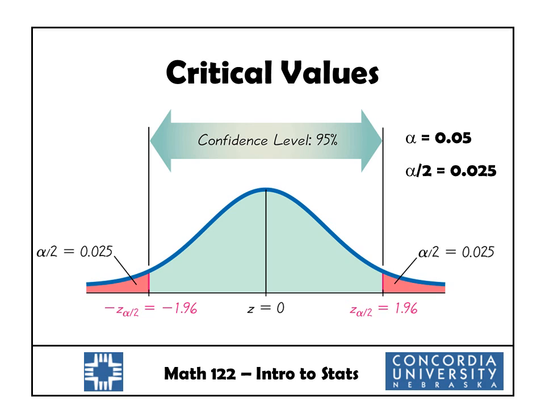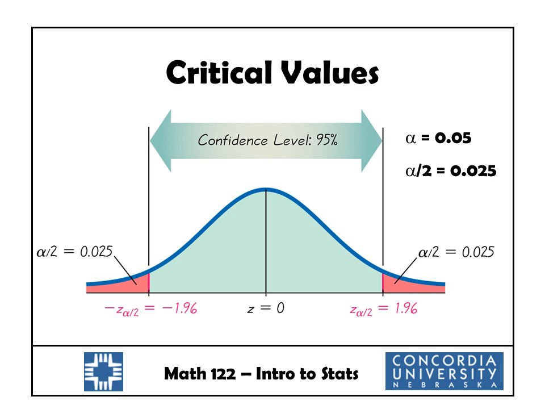Z sub alpha divided by 2 is a z-score for which the negative value of that, the area to the left, is alpha divided by 2. Now by symmetry, the area to the right of positive 1.96 is also alpha divided by 2, 0.025. So the total area of the red shaded region is going to be 0.05, which is alpha. That means the area in between the negative z-score and the positive z-score is going to be 0.95, which is our confidence level. So that's how these z-scores are calculated.